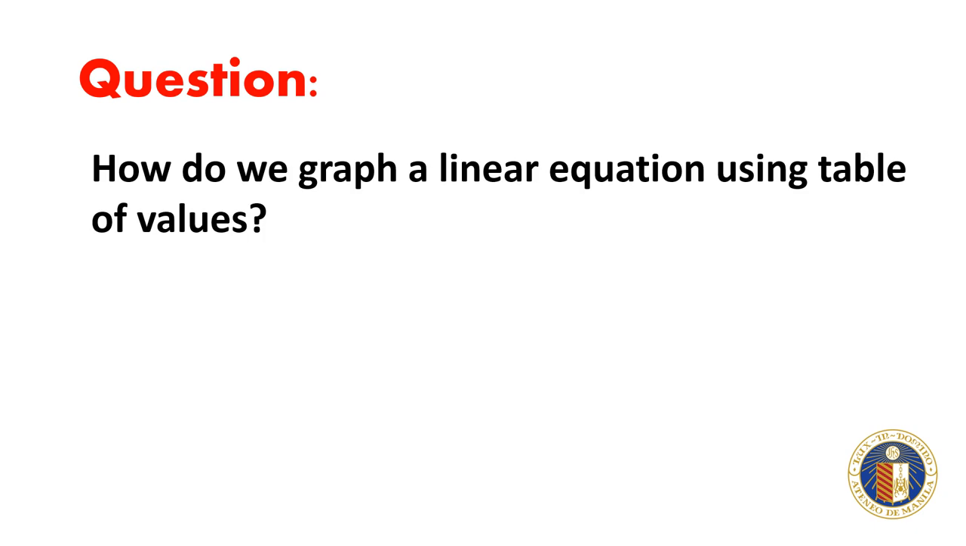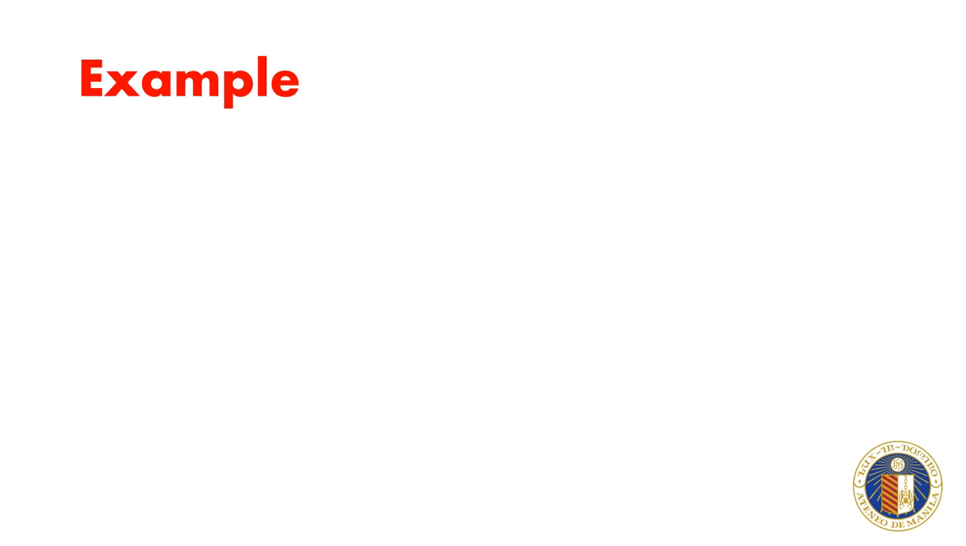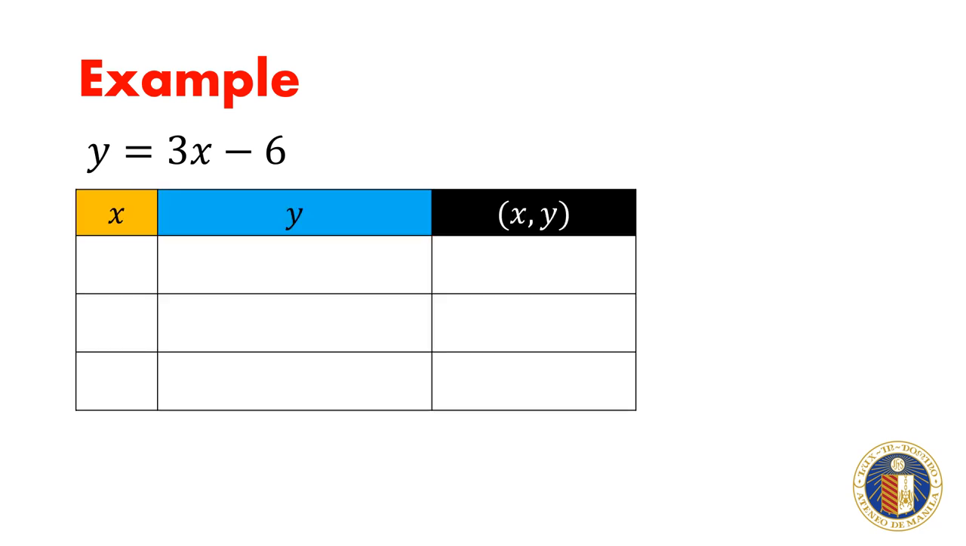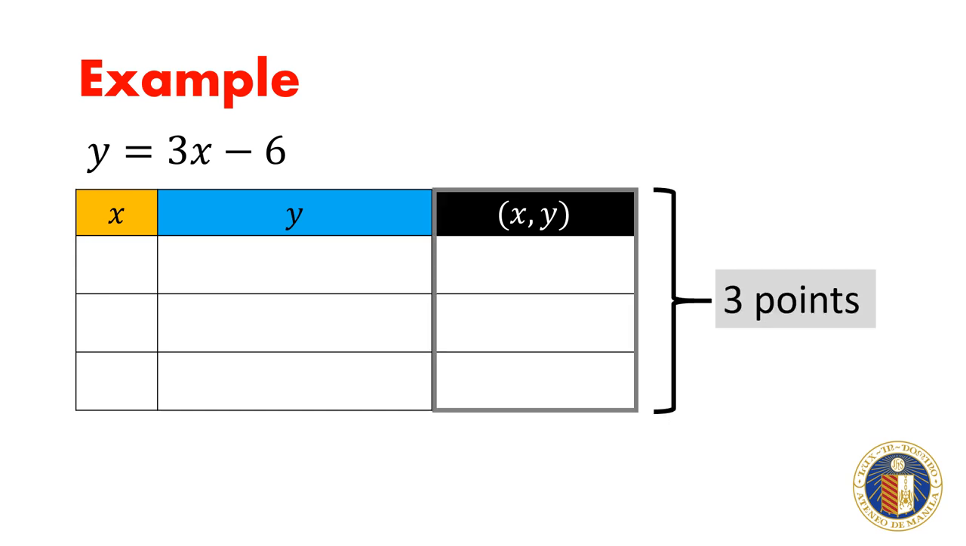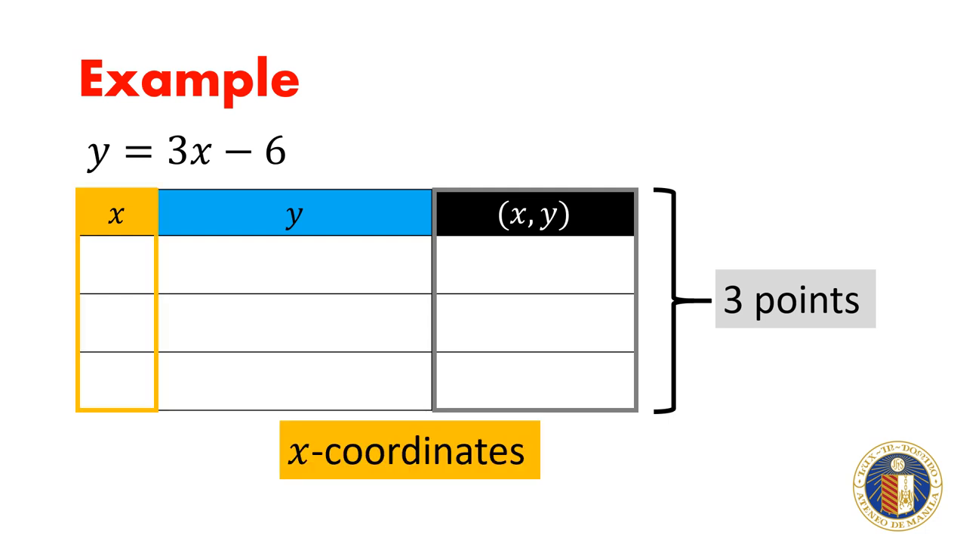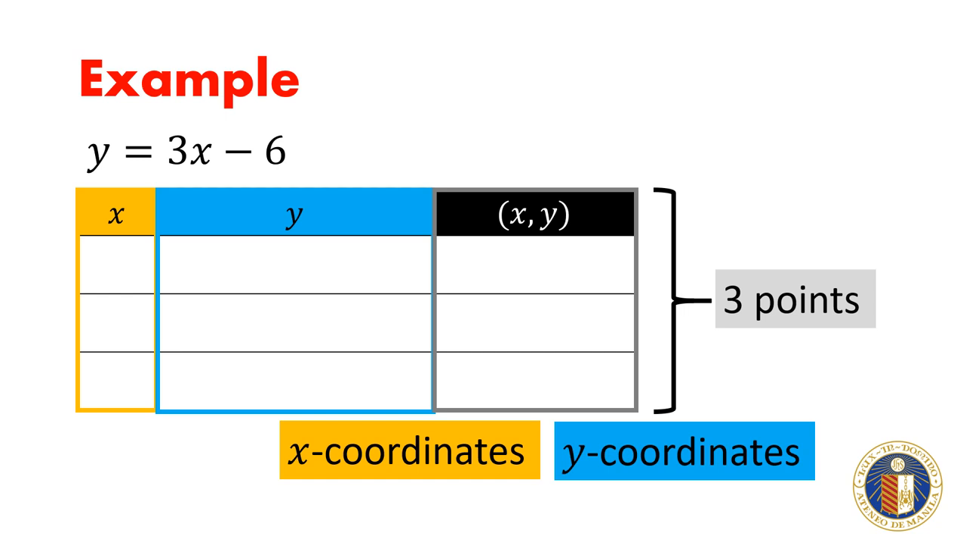How do we graph a linear equation using table of values? Let us consider y equals 3x minus 6. We complete a table of values to look for at least 3 points that can be used to graph the linear equation. The values in the first column represent the x-coordinates. The values in the second column represent the y-coordinates.